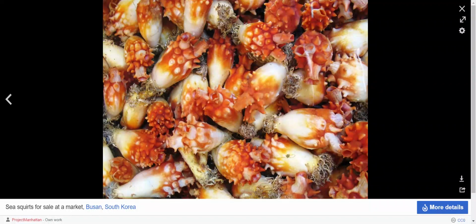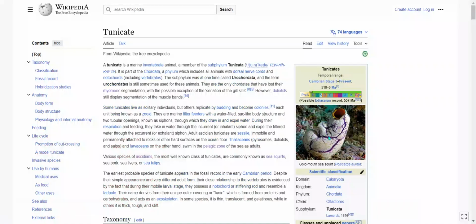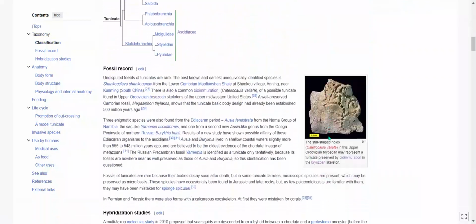This is for sale at a market in Busan, South Korea. Cool. That looks like the last picture.